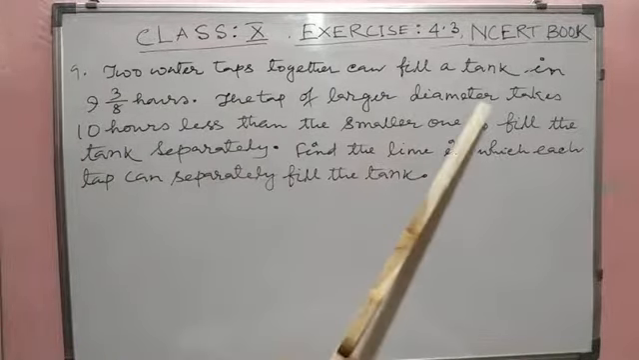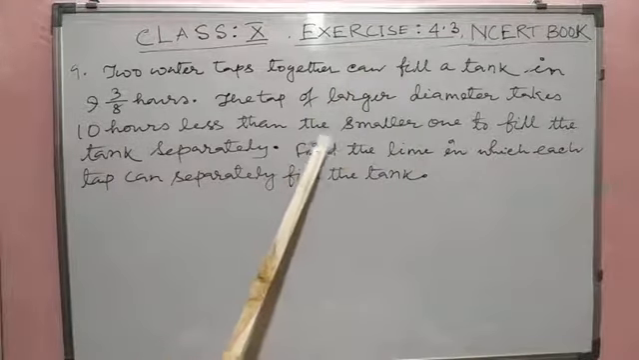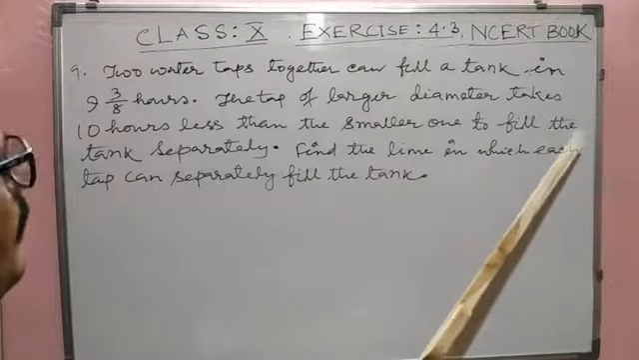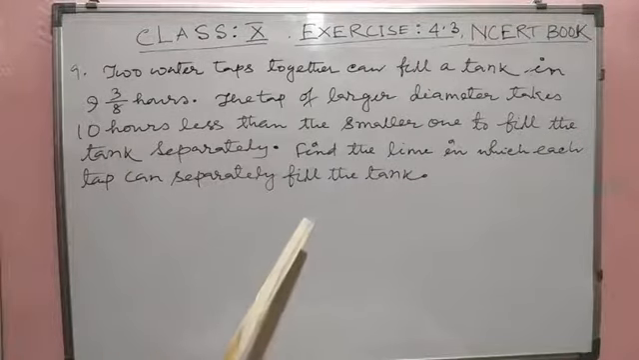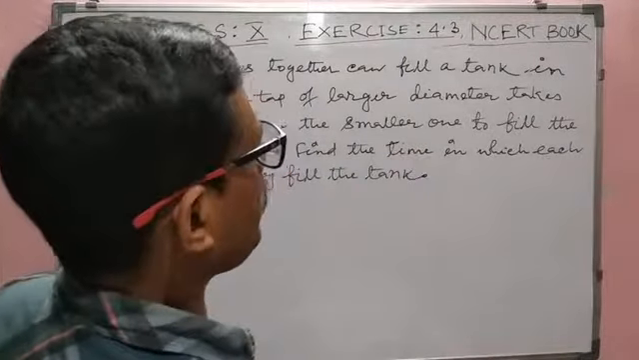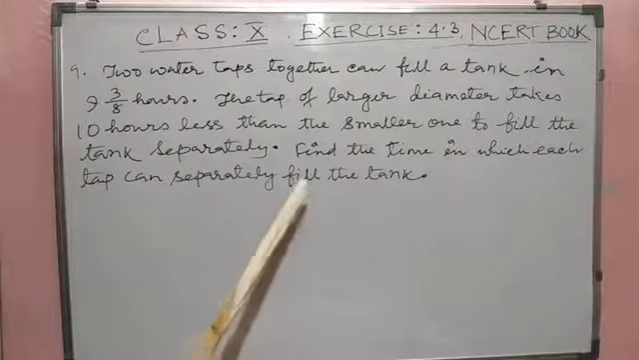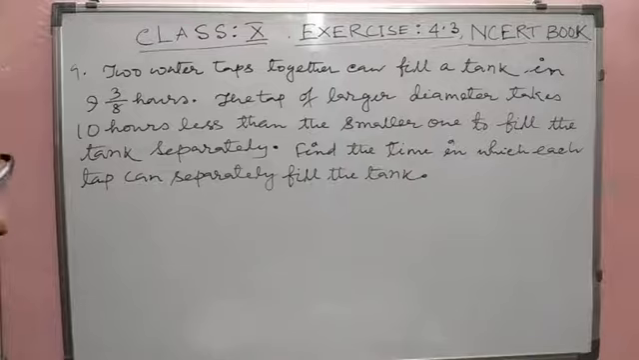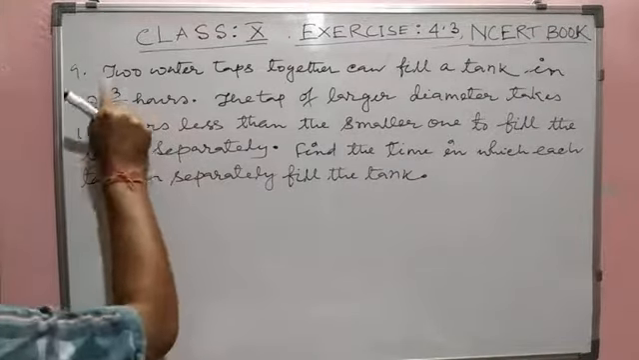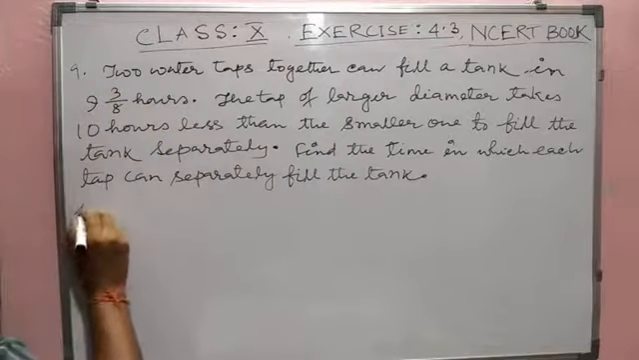The tap of larger diameter takes 10 hours less than the smaller one to fill up the tank separately. Find the time in which each tap can separately fill the tank. So here you see we are given two taps together can fill up the tank in 9 3/8 hours. So let us start from here.